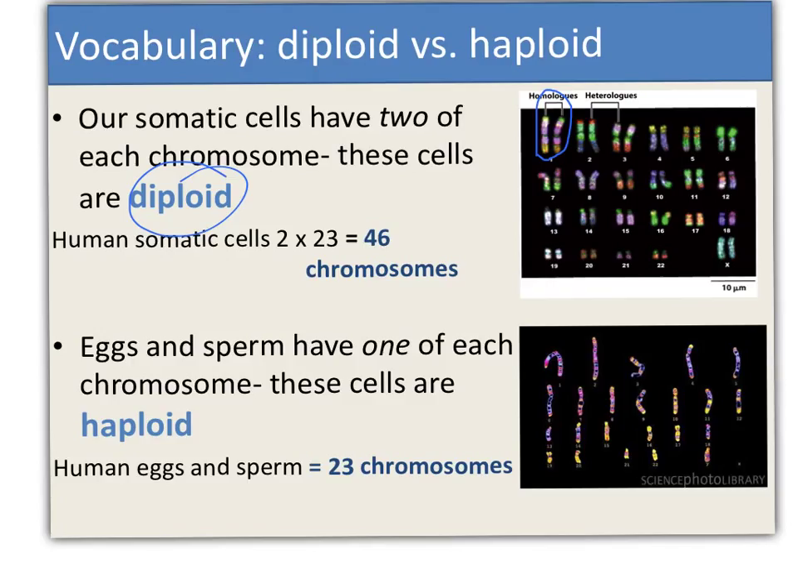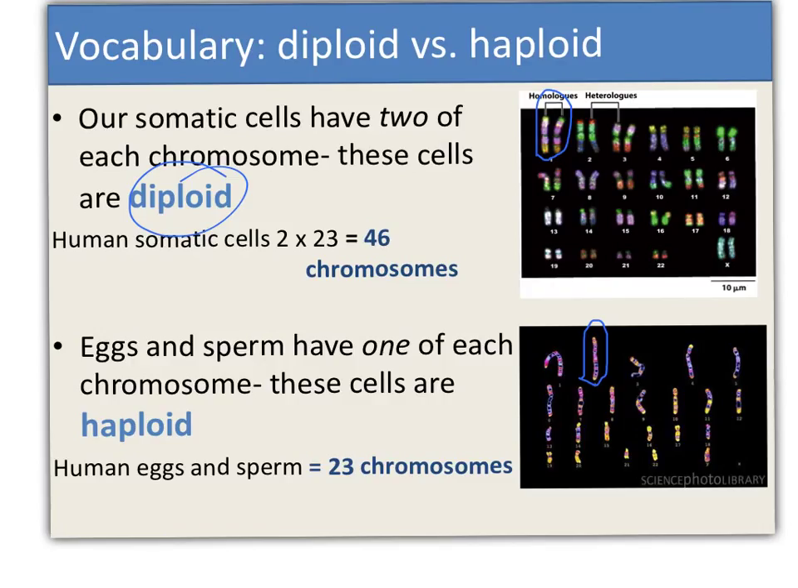Now, during cell division for meiosis, in other words, for the creation of sperm and eggs, we get down to haploid. And that's why we get one haploid set of chromosomes from our mother and one from our father. So eggs and sperm have one of each chromosome. Example, right here. This is not a homologous chromosome, this is a single chromosome and it's haploid. There's no homologous pair of chromosomes in haploid, only haploid.